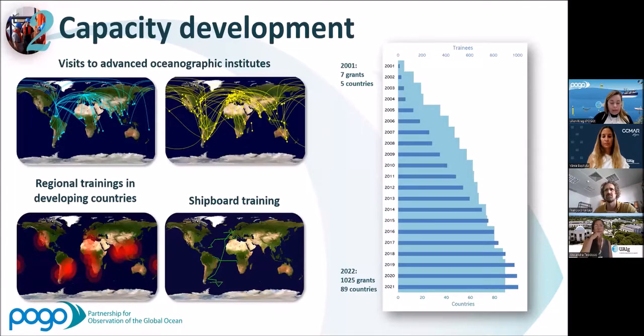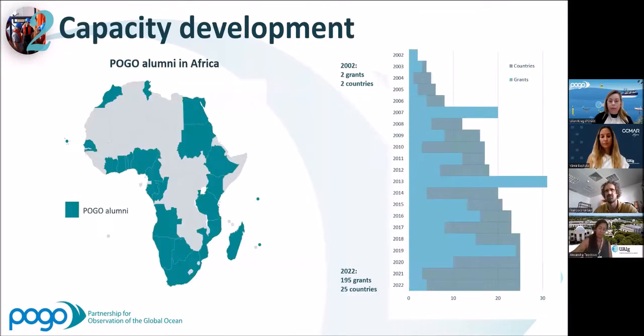Towards the second pillar: since the early days, POGO made it one of its objectives to increase capacity development in developing countries, and it is a central element in our agenda. So we have different training activities, each one with its own merits. Since 2001, POGO and its partners have trained over 1,000 early career researchers from 89 countries. In Africa alone, 20% of these grants went toward African early career professionals, from 25 countries. Some of our former alumni are now directors in their universities and institutions, or members of ministries and in high-level positions in their governments.